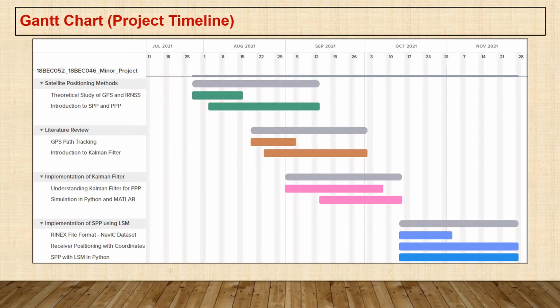Here is the Gantt chart, which specifies the project timeline and how the project was carried out.